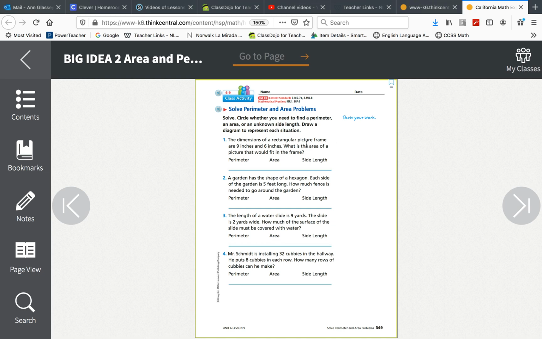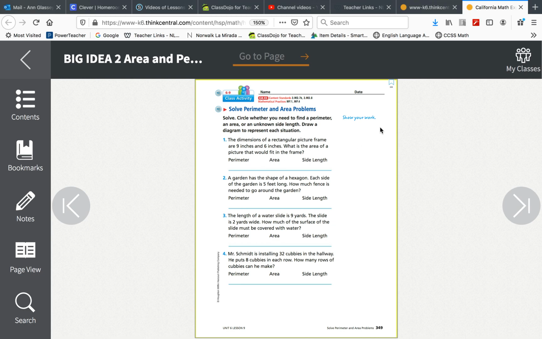Here's a rectangle. Draw a rectangle. The dimensions are 9 and 6 inches. So you'll label one side with a 9, one side with a 6. What is the area? So are you going to find perimeter, area, or side length? Hey, it says area. Boom.